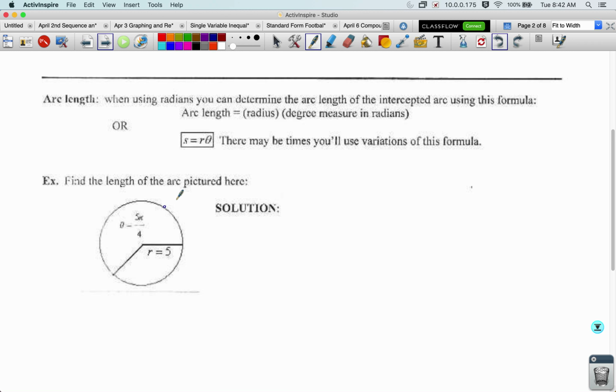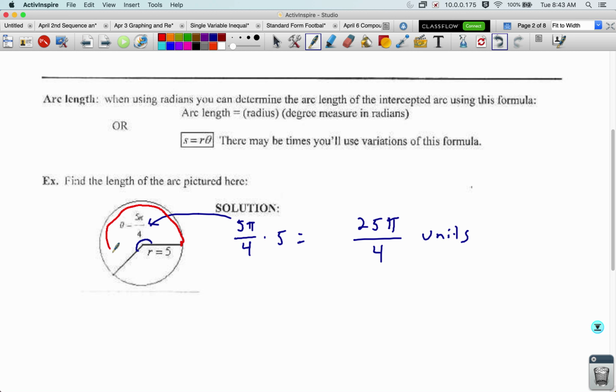Find the length that is pictured here. It's not a great image, but I think that says 5 pi over 4. Let's just say it is 5 pi over 4, which would correspond to this angle out here. With a radius of 5, I'm just going to multiply that 5 in there, and I get 25 pi over 4, and we'll just say units. What is that actually measuring? It's measuring from right here, going on a curved path, all the way to right here.